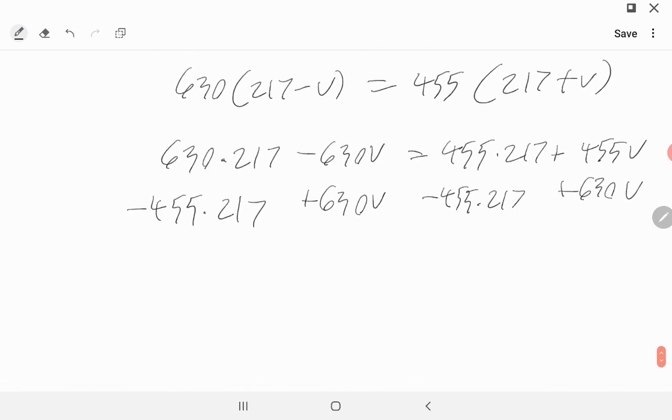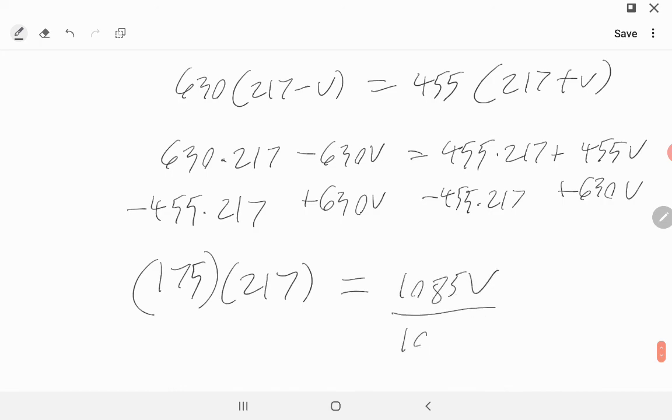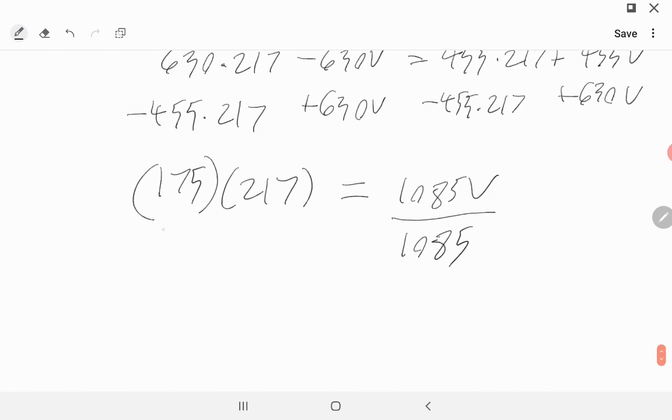And so that means we take 630 minus 455 is going to be 175 times 217 has to equal 1085v, and we can divide both sides by 1085. So we're probably going to do this with a calculator. We notice that trying to do it without a calculator, we can do it by hand. It's just long and tedious.